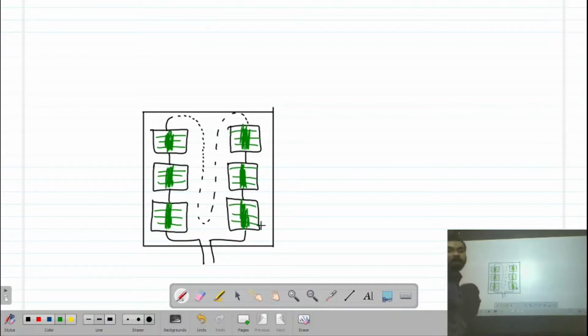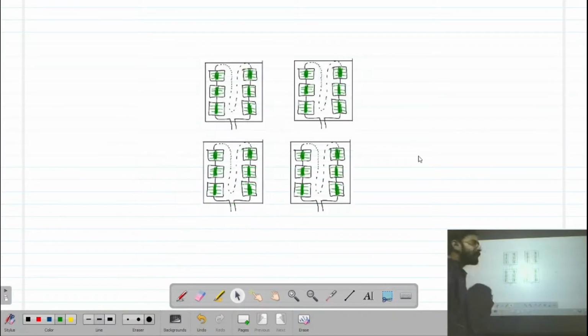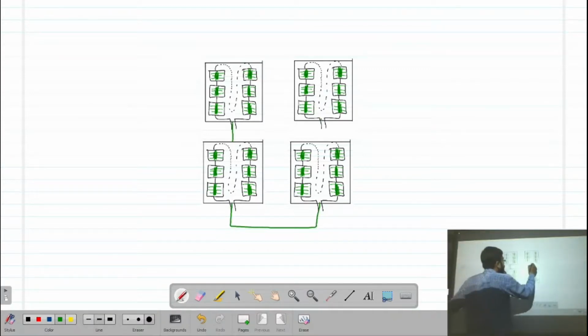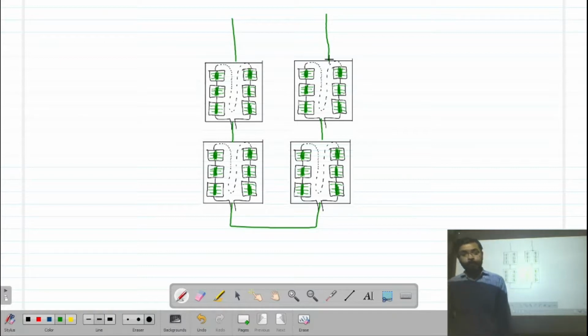This is nothing but the module which we have seen. Now let us replicate it. I have replicated the 4 modules, and those can be connected in series and parallel connection, right? Now further, the mismatch can occur in the module itself.